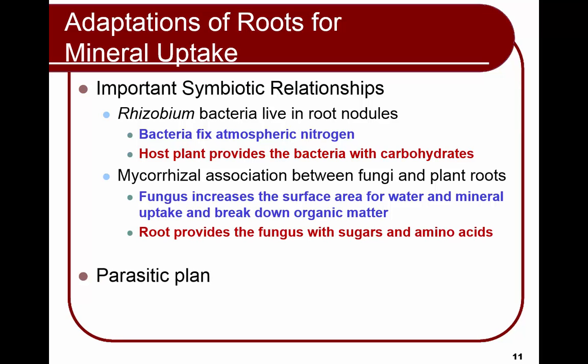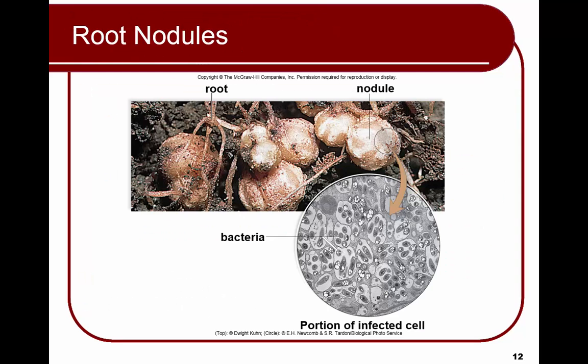There are other ways they can get nutrients. There are parasitic plants that live on other plants and get their nutrients that way. There are also carnivorous plants like the Venus flytrap that can get their minerals and water that way.